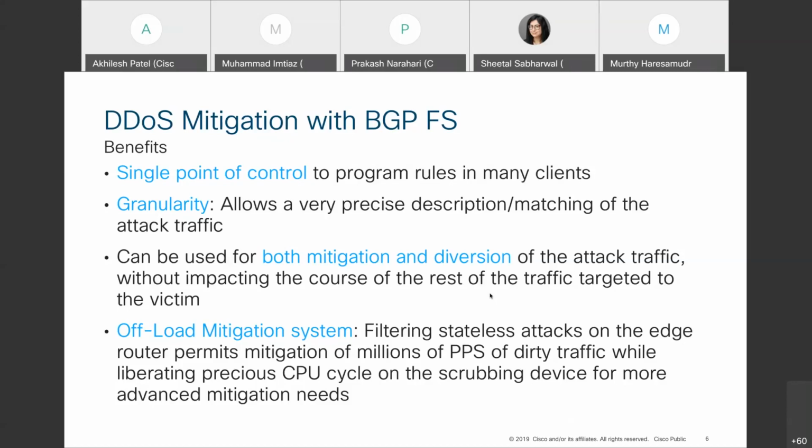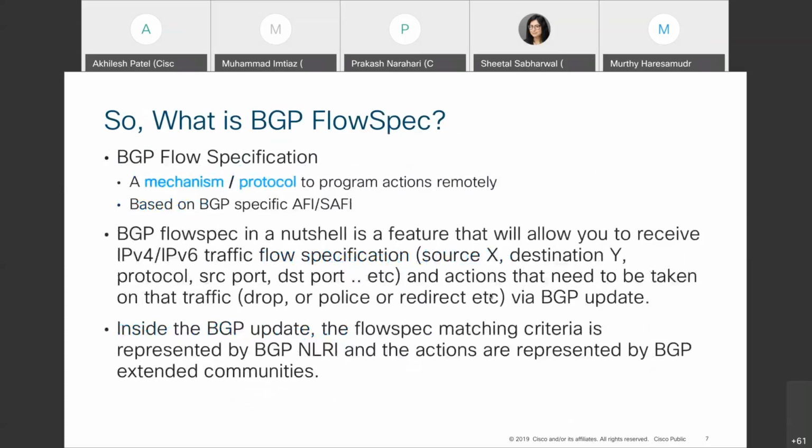And of course, you can offload the mitigation systems. Mitigation systems are those systems which actually clean up the traffic. So using BGP flow spec, you can offload those mitigation systems in order to process a more complicated kind of DDoS attack. So some of these benefits are coming from BGP flow spec.